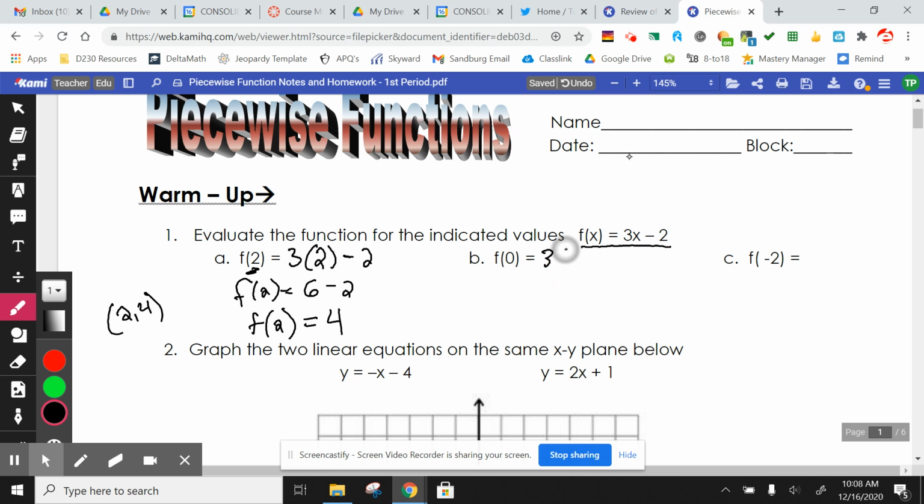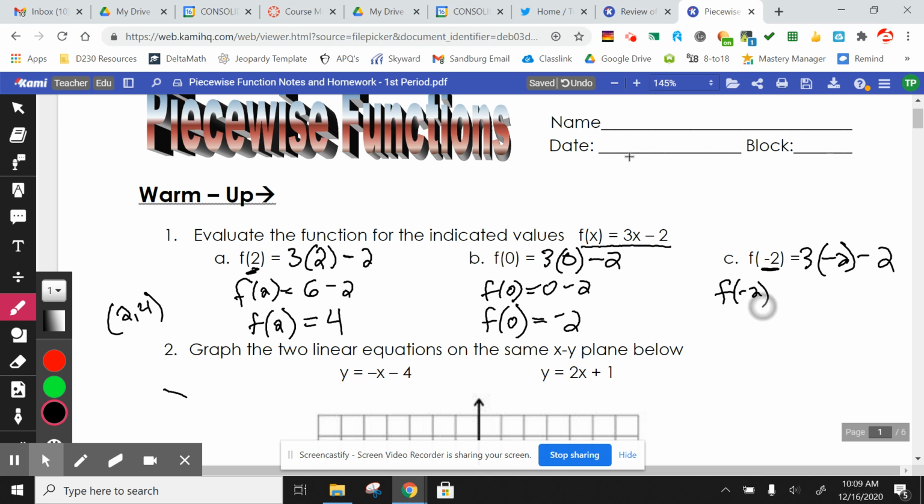Same with letter B. Instead of 3x - 2, you're going to plug in 0 into the spot for x. You get 0 - 2. So when x is 0, we get a functional value, or a y coordinate, of -2. And then the last one, same thing. Instead of 3 times x minus 2, we're going to replace the x position with the -2 that you're told to do right here. So we get -6 - 2. So when x is -2, we should get a y value of -8.